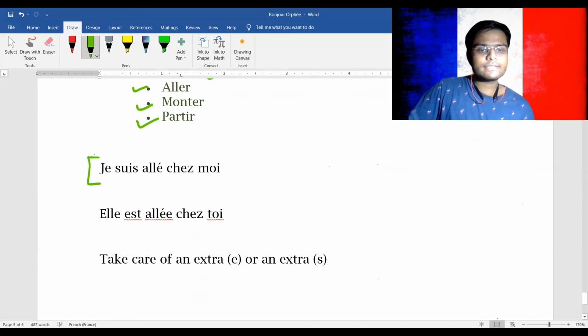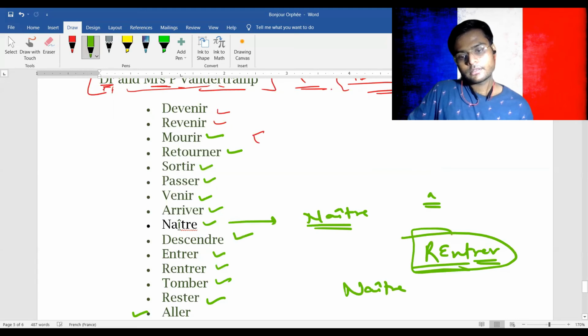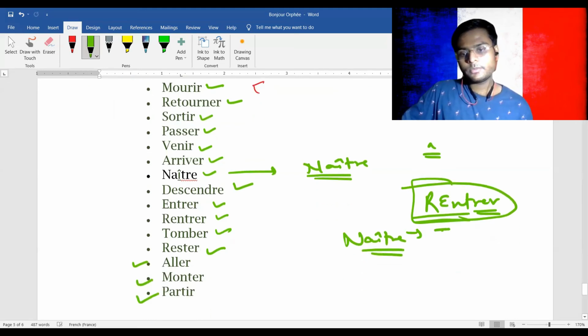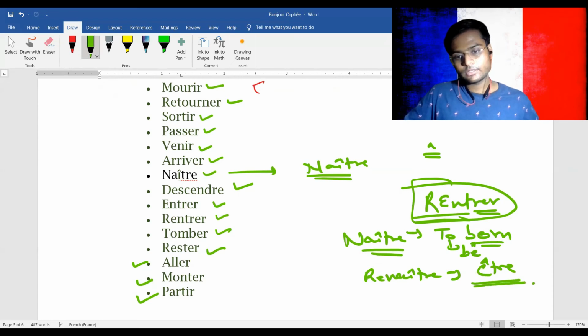Now basically what I just taught you is, suppose you have naître. Naître means to be born, to get birth. Suppose someone is born, like Jesus Christ, in this case also you will have to use the être verb only in the past tense. Re means again in the French language.